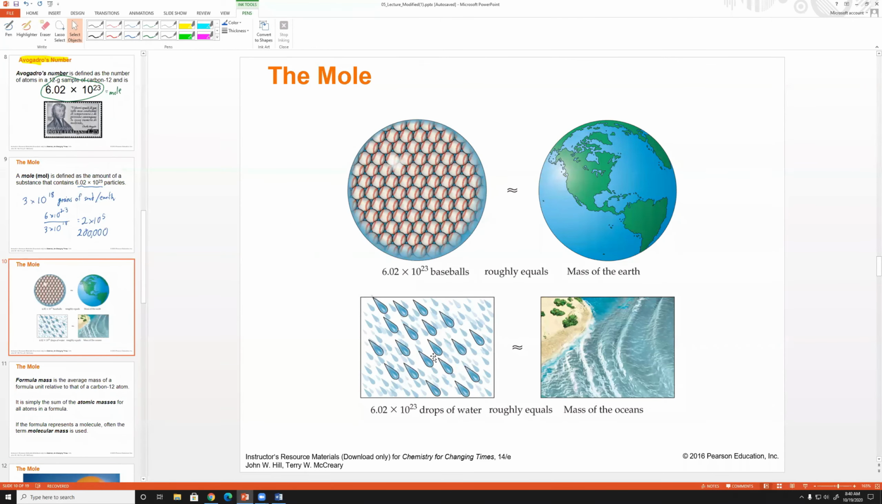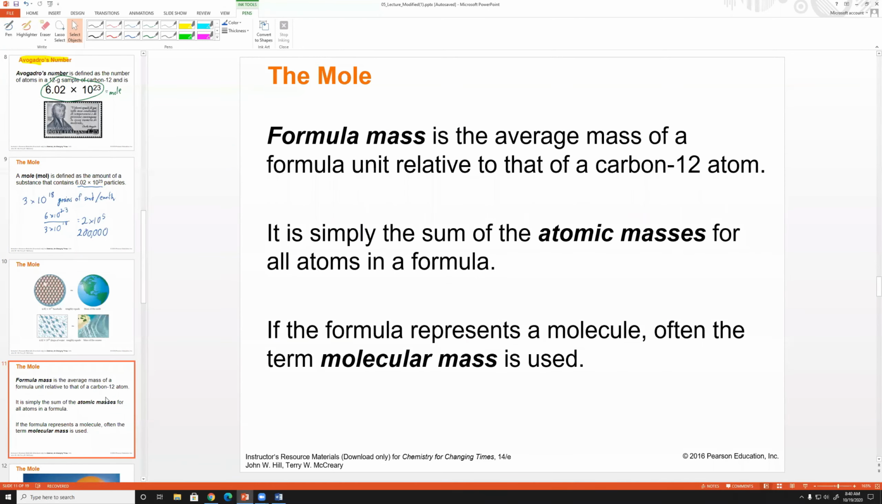But the second one, I had never thought about this one. I think that's true. A mole of drops of water is equal to the mass of the oceans. Think about that. Drops of water. If you have a mole of them, it's all the oceans. That's insane. I think that's a better example than the grains of sand because you can quantify that. That's still nuts.